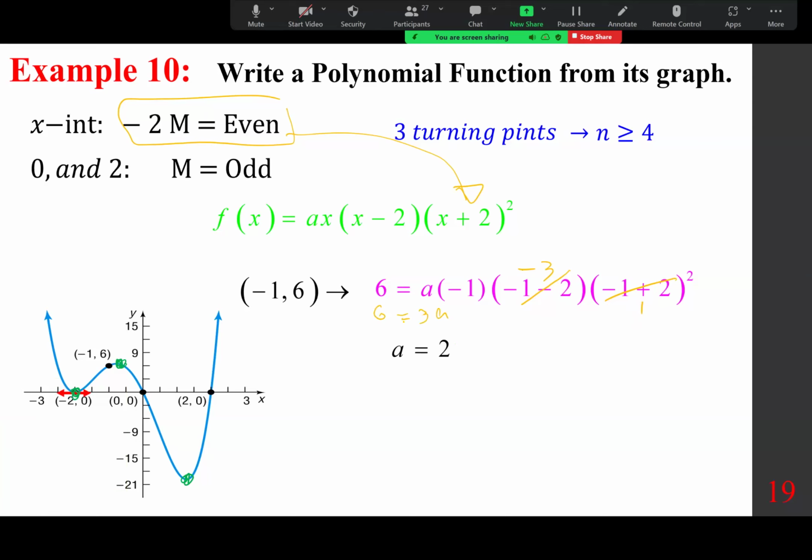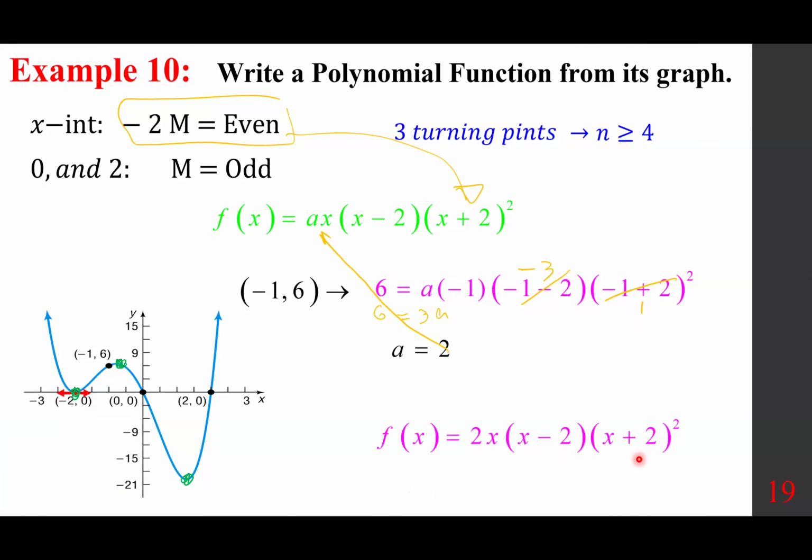And now replace that. You're done. F of x therefore becomes 2x times x minus 2 times x plus 2 quantity squared. So we can easily come up with the equation of the function.